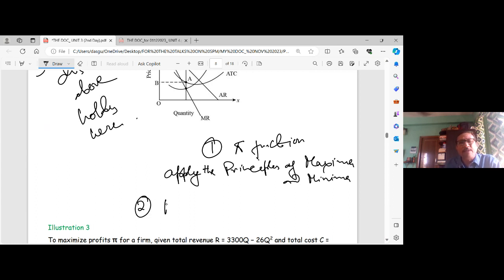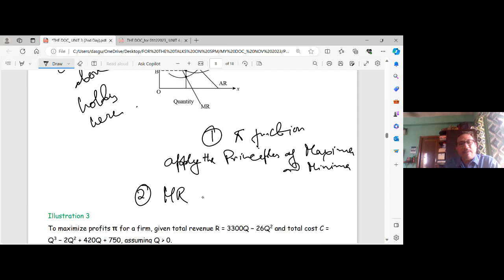The other is simply you take out the MR curve, that is the first order derivative of the total revenue function. You take out the MC curve, the first order derivative of the cost function, and then you show that the slope of MR, that means you take out the second order derivative of the function, is greater than the slope of the MC curve.